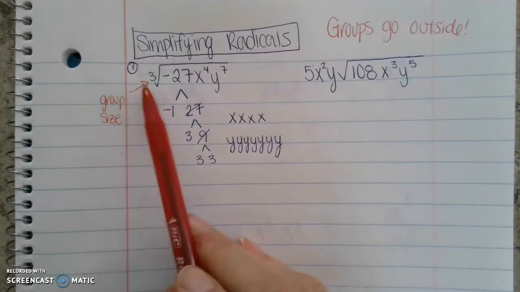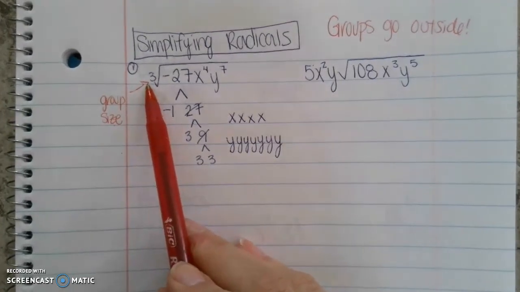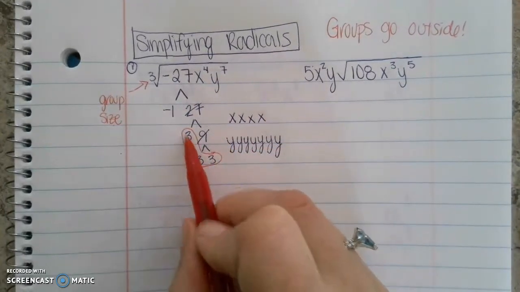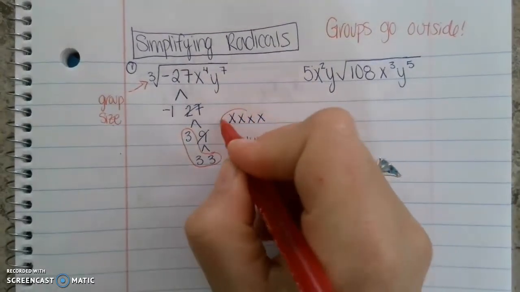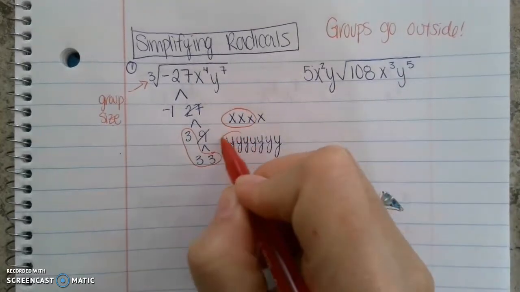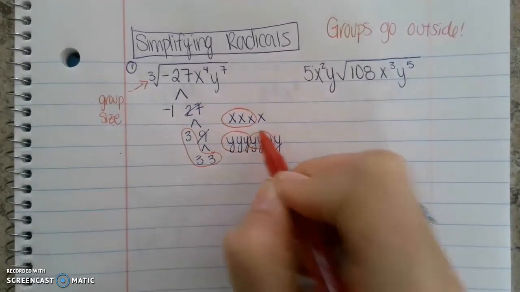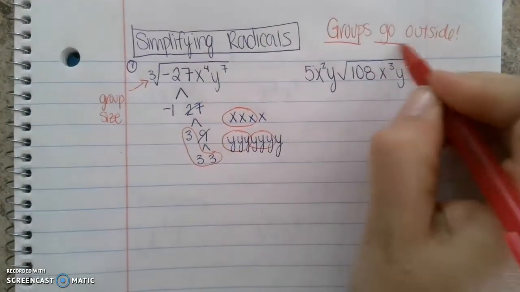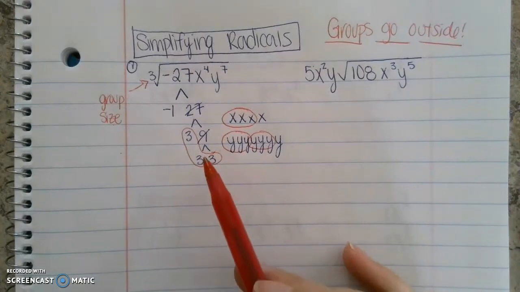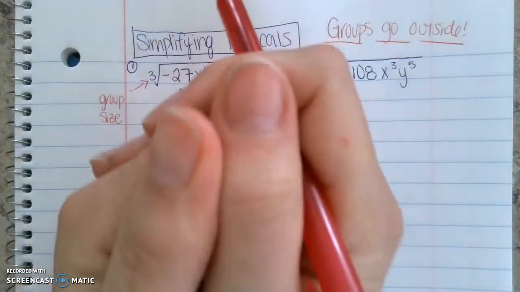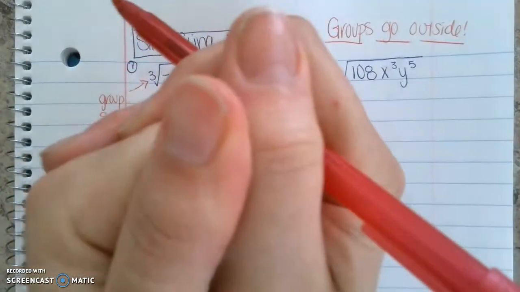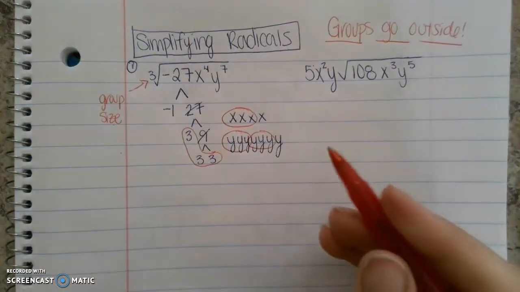And now we want to go ahead and pay attention to our index and look for groups of 3. So looking at this right here, I have 3 3s, I have 3 x's, and I have 2 sets of y's that I can make groups from. Now remember, our groups go outside. So remember, we use these and we take them and we fold them all together like what we do with our pair of socks, right? We take this whole group, we put it together, and then that whole group goes outside with us.